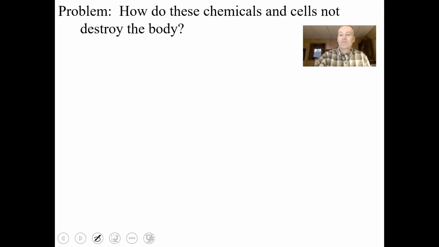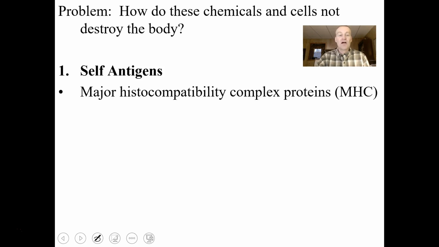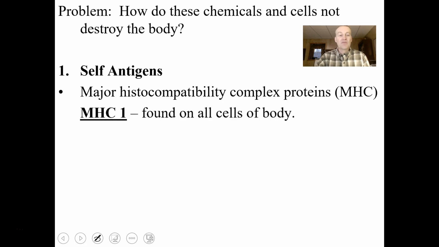All right. Well, with this acquired immunity, we have several problems that need to be overcome. First of all, how do these chemicals and cells not destroy the body? This is the big, big issue. So to understand how these cells and antibodies don't destroy the body, we have to understand the concept of self-antigens.